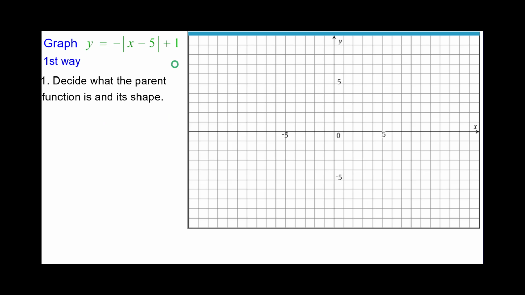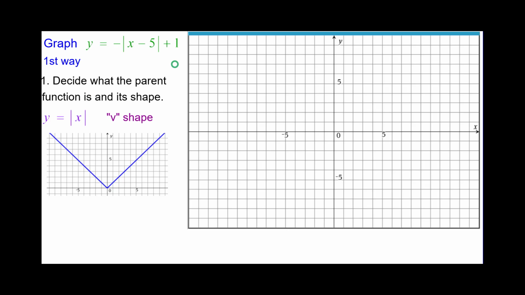The first way, we first need to decide what the parent function is and its shape. So it's y equals absolute value of x. And it's a V shape. The parent function looks like this. Keep this in your mind when we go to graph it.